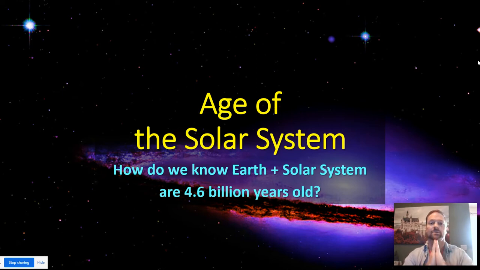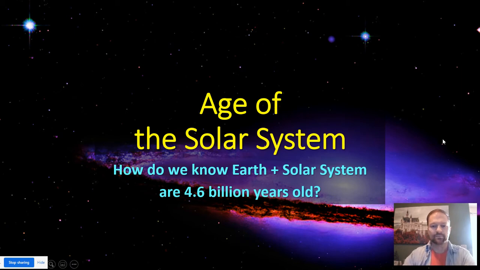So I ask you this. You can just accept that the Earth is 4.6 billion years old, or you can challenge the idea and say, convince me. How do we know that the Earth, and the solar system for that matter, are 4.6 billion years old? Let's tackle that question today.